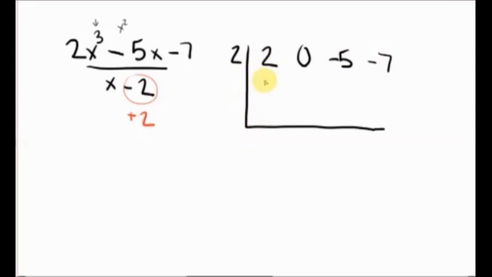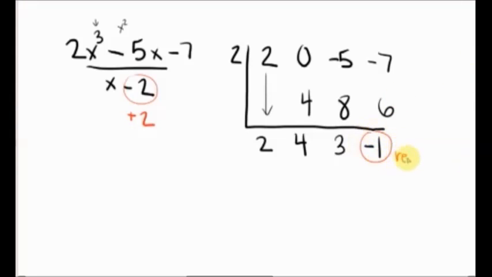And from there you just continue the problem the way you'd normally do. So 2 times 2, that's 4, and you add them together and you have 4. 2 times 4 is 8, that's positive 3. And 2 times 3, that's 6. You'll have negative 1. Wait a second. Yes, I was right. That's a negative 1 remainder.